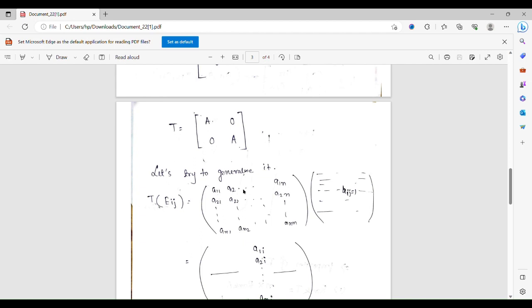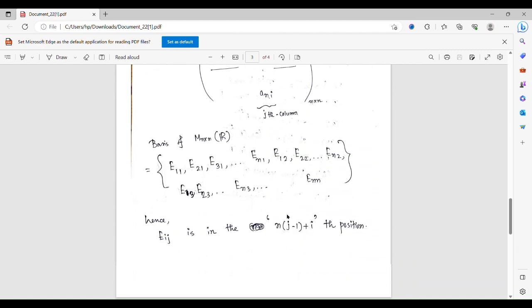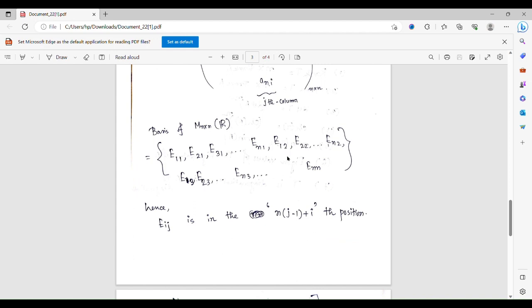So column wise, just observe the indices, because here it is a matrix and here it is just the entry. I just ask you to observe these indices. So I just take it in this way, right? So this is the ordered basis I take for M n cross n R.